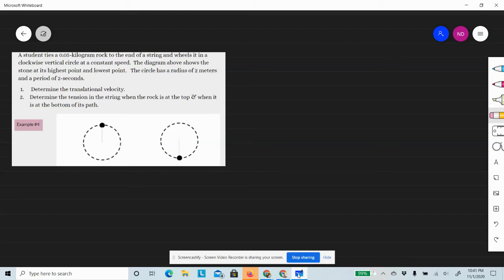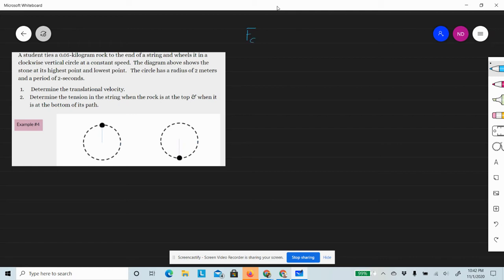Okay, example problem number 4. Again, circular motion, but this time it's not gravity that causes an object to go in a circle. This time, a kid is wheeling a rock around on a string. So it's going to be the tension in the string that is going to be the centripetal force for the most part here. Okay, so again, the important thing to recognize is the centripetal force.